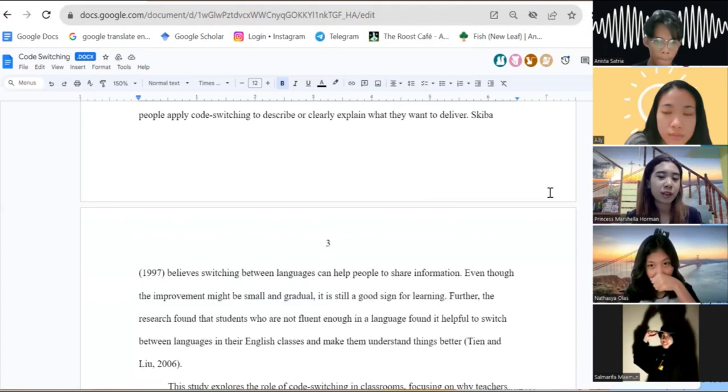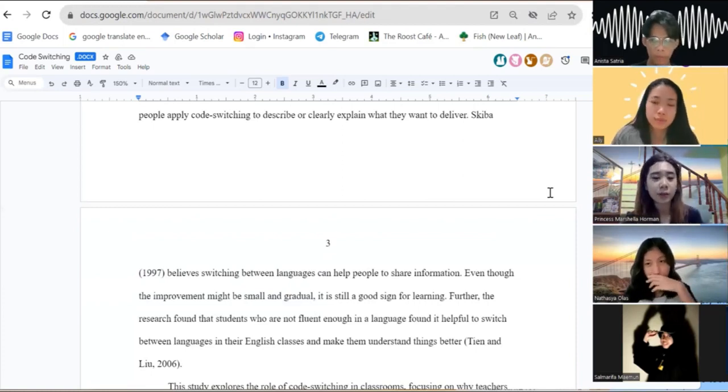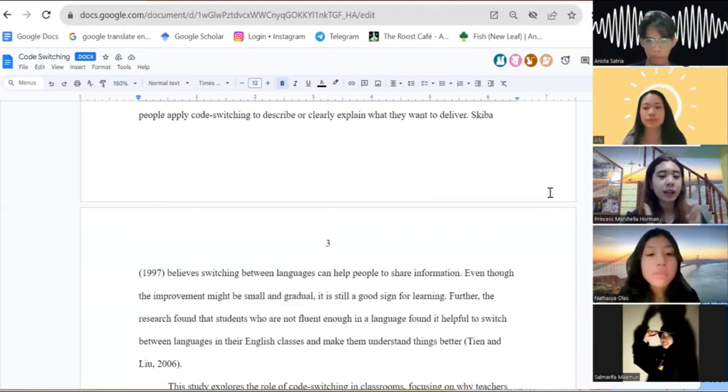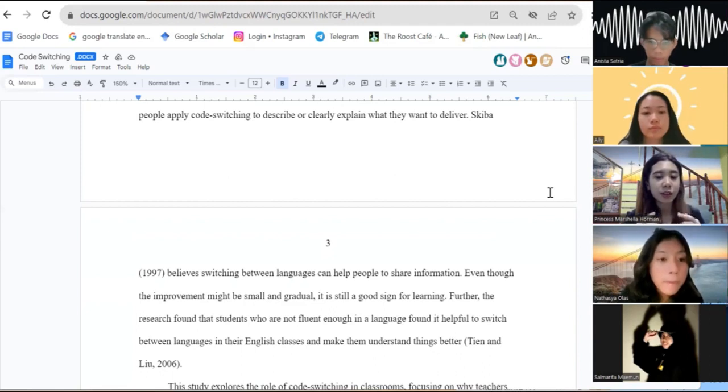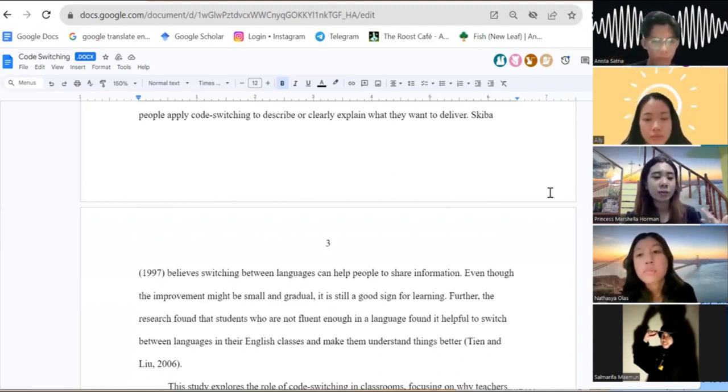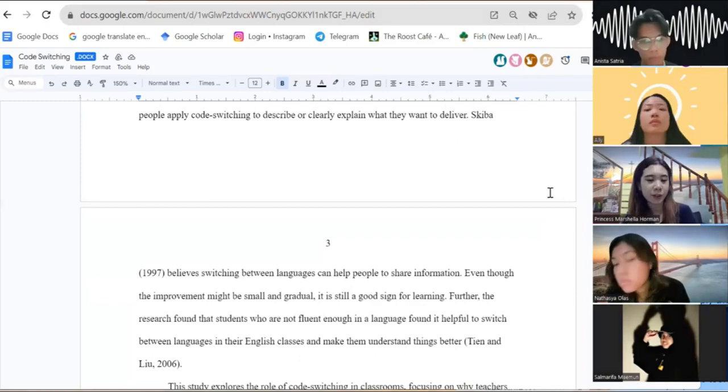And the improvement might be small and gradual. It is still a good sign for learning. And that research found out that students who are not fluent enough in English or another language found it helpful to switch between languages in their learning classes, for example, English classes, to make them understand things better.